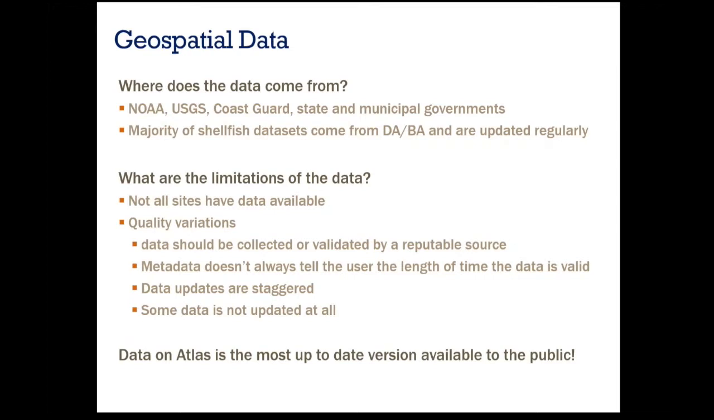Also, data updates sometimes can be staggered, so they don't always get all updated at the same time. And some data just doesn't get updated at all. It's been created once, maybe it was digitized from a paper map and published in GIS format, but there are no plans to update it, or at least no plans at the time to update it. But what you should know from the public side of things is that we do our absolute best to provide the most up-to-date data through the atlas as we possibly can.